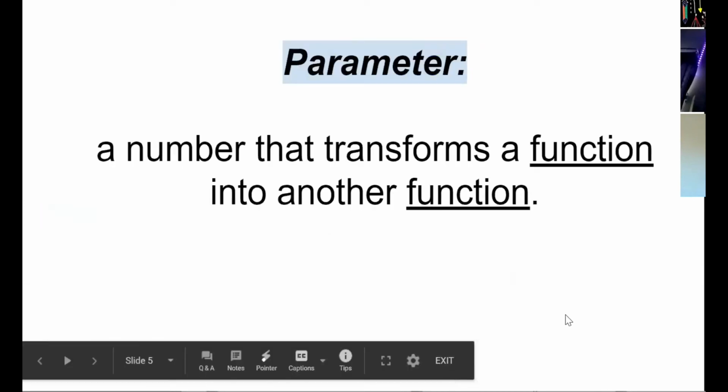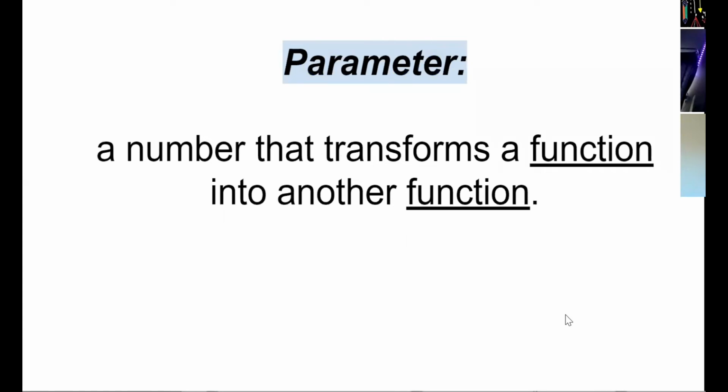All right, so a new definition that we introduced last time was a parameter. And a parameter is a number that transforms a function into another function. So we can go ahead and say that it's transforming it into a new function. So we can say that it's f of x, and then because it included a new parameter, it's now g of x as well.